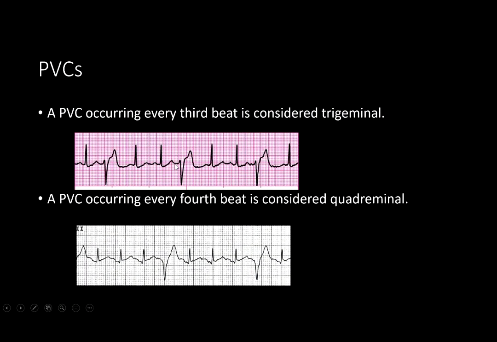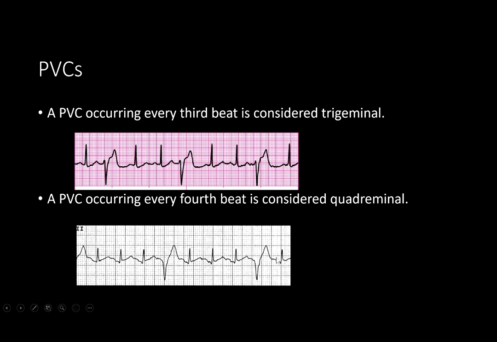If it happens every third beat, we call that trigeminal. So I have a sinus beat, PVC, sinus beat, PVC. So it's happening every third beat. So this would be a sinus rhythm at, we'll say 1, 2, 3, 4, 5, 6, 7, 8, 9. Sinus rhythm at 90 beats per minute with a PVC, or trigeminal PVCs.